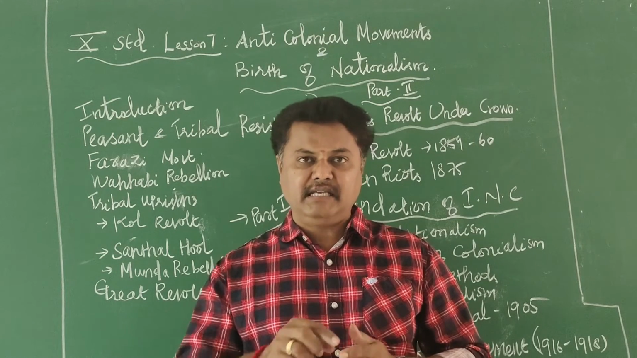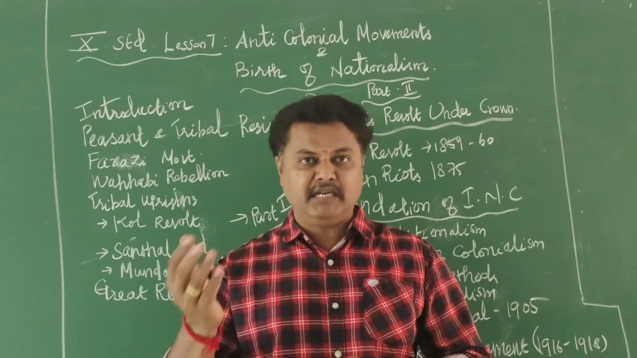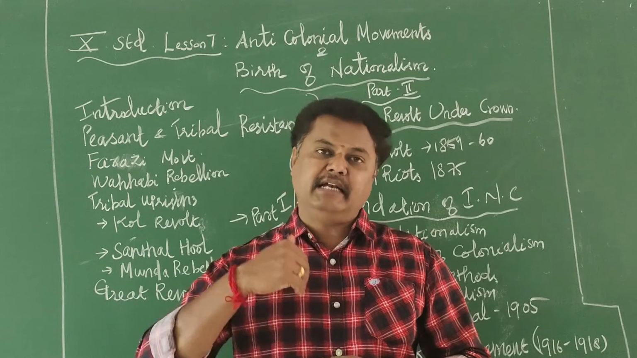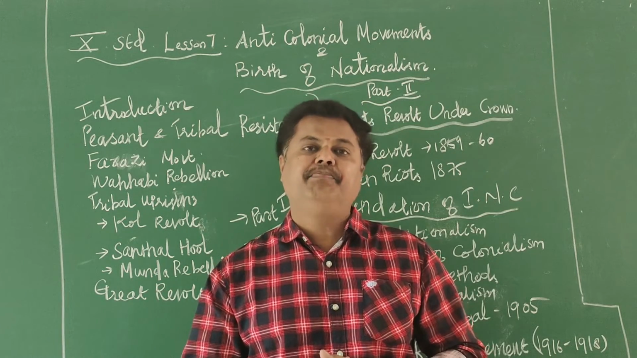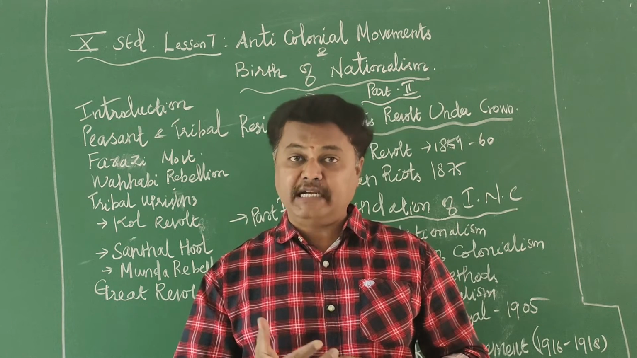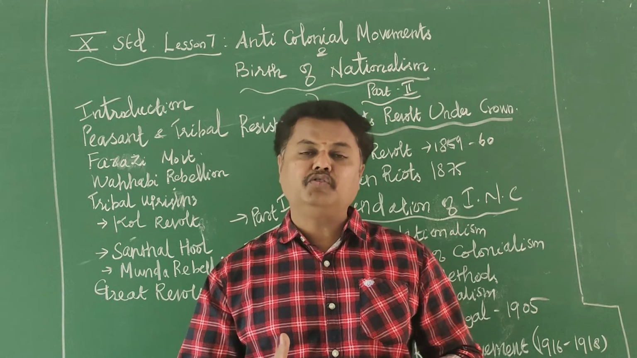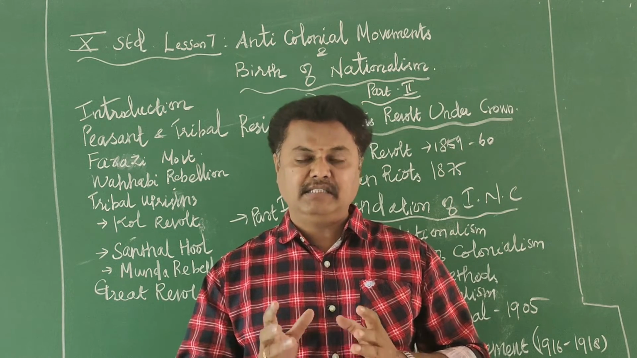They were trapped in a vicious cycle. What is a vicious cycle? Borrowing money, doing agriculture, failure, and again giving up the land to the lender. That is a vicious cycle of poverty and debt, unable to pay the outstanding amount. The peasant was forced to abandon cultivation. They left the cultivation. This is called the Deccan riots.